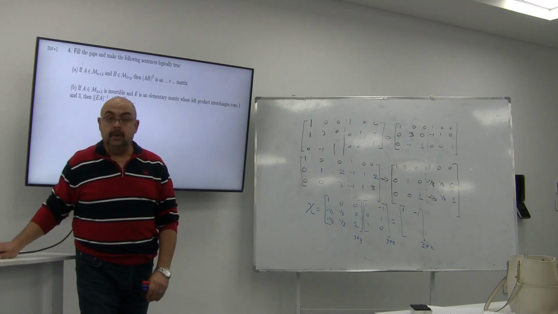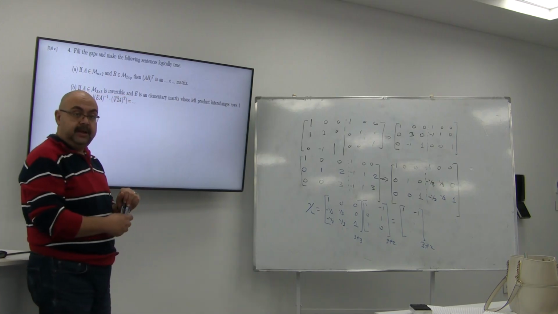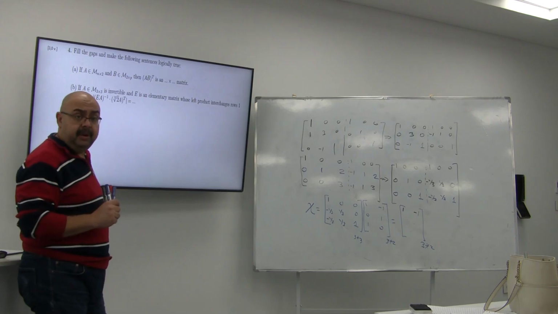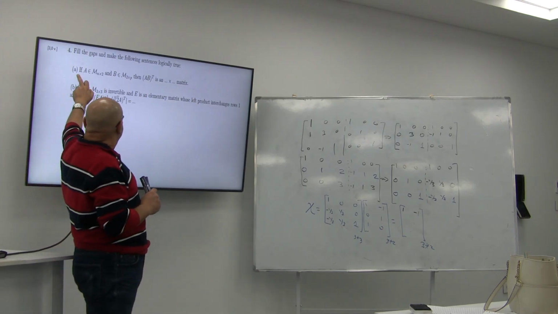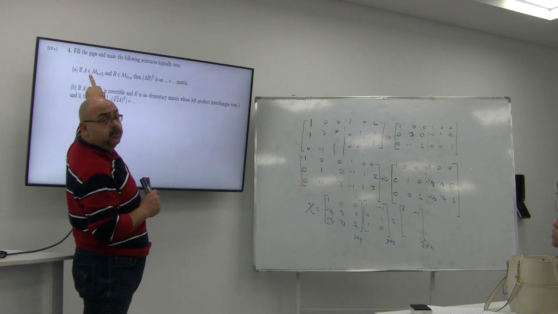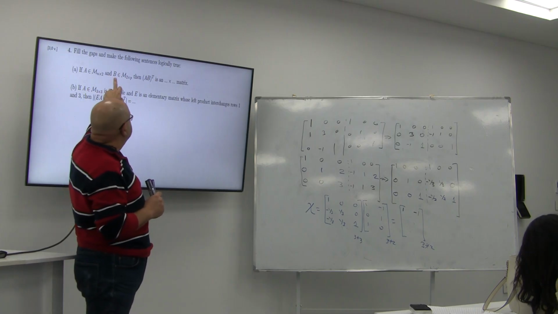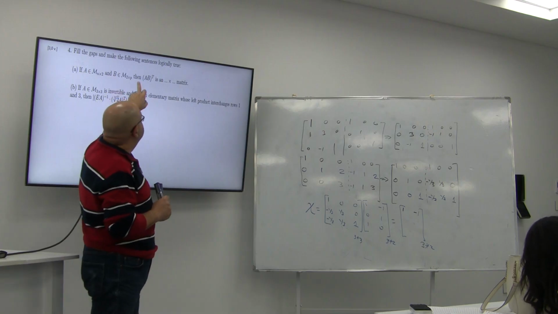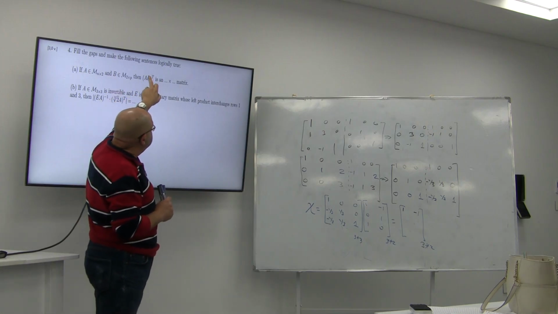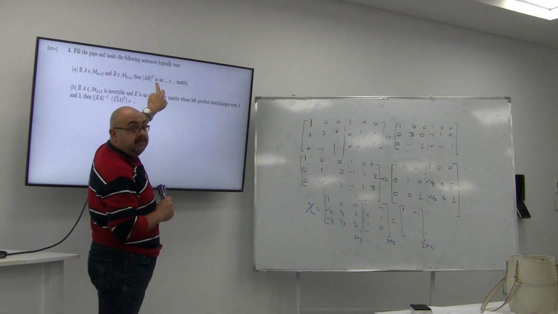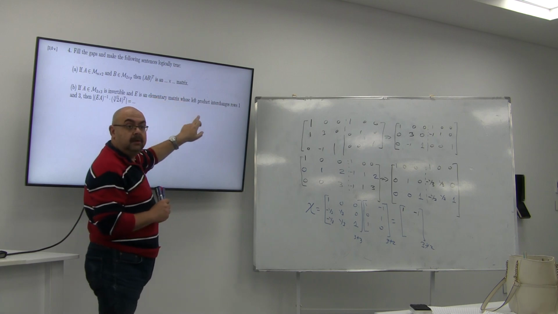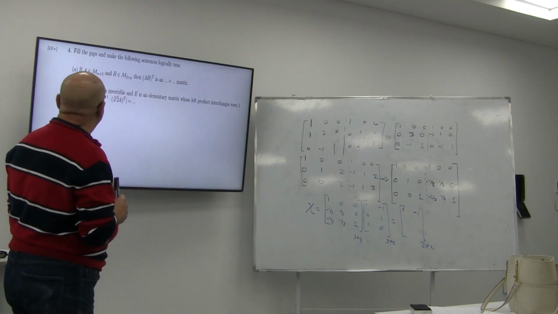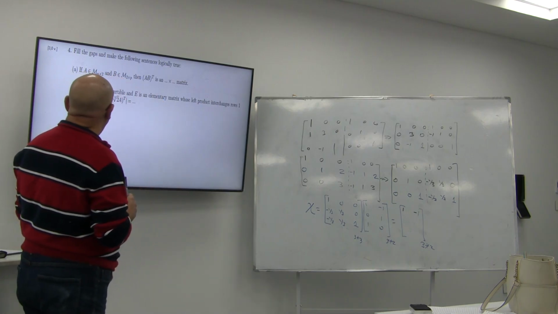George says here: fill the gaps and make the following sentences logically true. Look at question number 4. We will think about the first one together. It says if A belongs to the set of matrices M2 and B belongs to the set of matrices 2B, then A B transpose is what kind of matrix? What do we write here? An n times b matrix. n times b matrix, 2 by 2, are you sure?